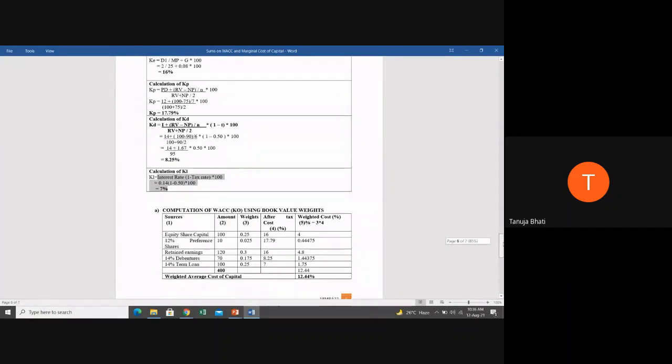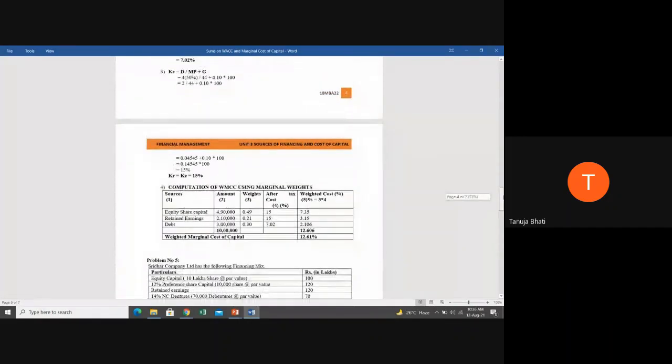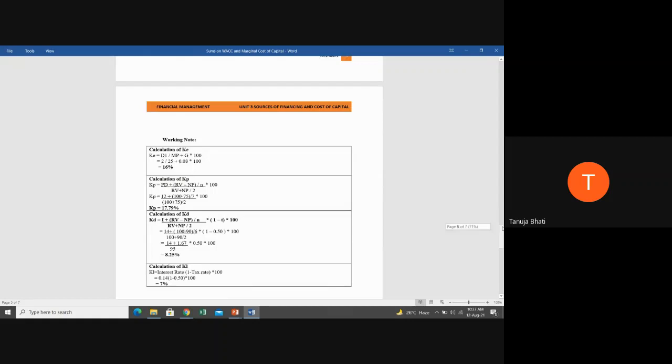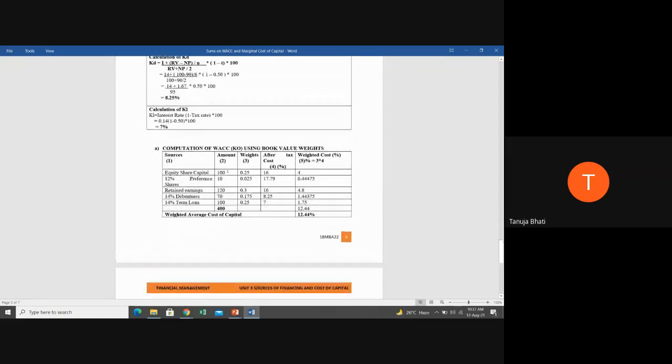Now next we go to solve the WACC. They are telling us in the problem that you have to calculate the WACC of the company. What do we have to do when we calculate the WACC? First of all, we need to write the sources, then the amount, then the weights, then the cost, and then we need to find out the weighted cost. So first write the sources, then write the amounts.